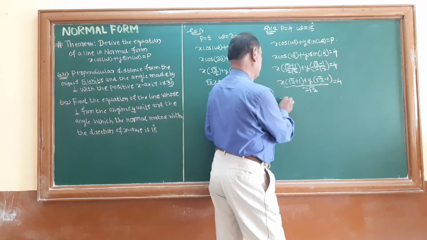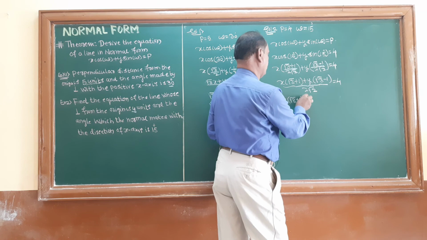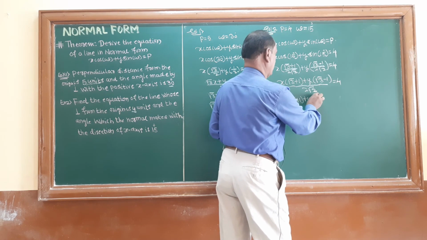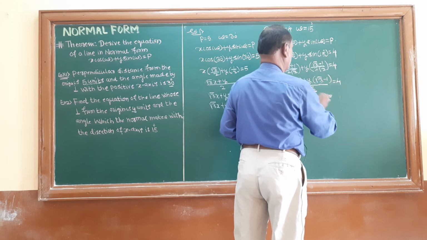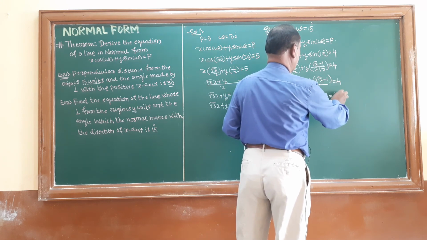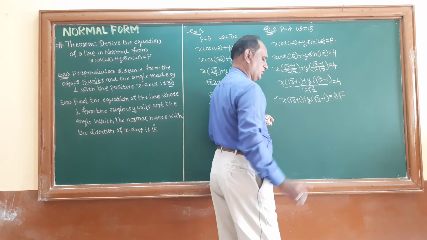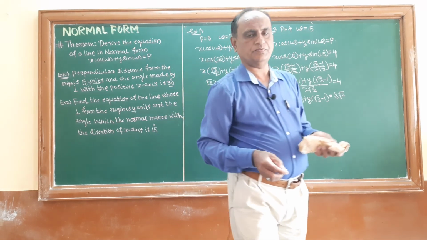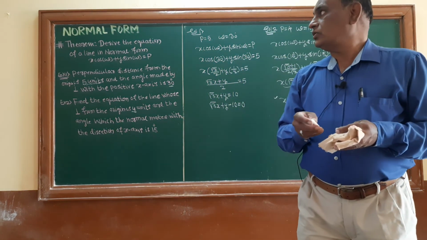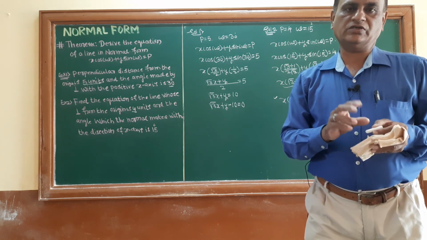Therefore the required equation of the line is x times root 3 plus 1 plus y times root 3 minus 1 is equal to 4 into 2, that is 8 root 2, which is the required equation of the line in normal form. Okay, in this period, one theorem and two problems are completed.